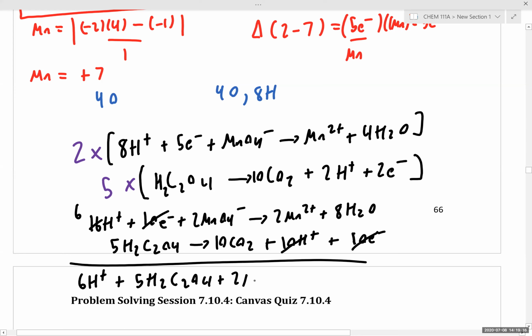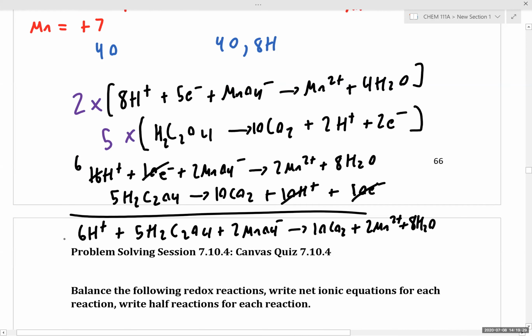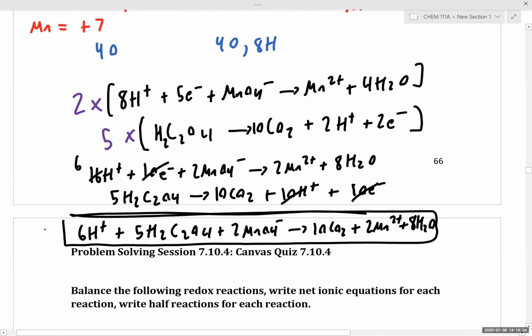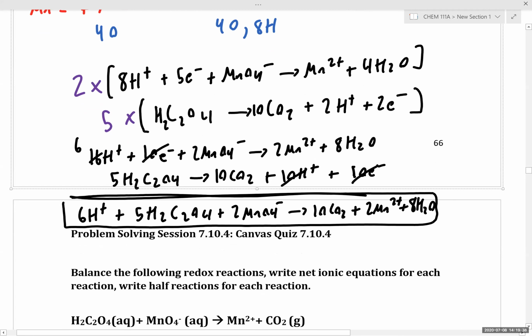Plus 2 MnO4⁻ leads to 10 CO2 plus 2 Mn²⁺ plus 8 H2O. So here's our final balanced redox reaction. Yep, and I just want you to check now really quickly.